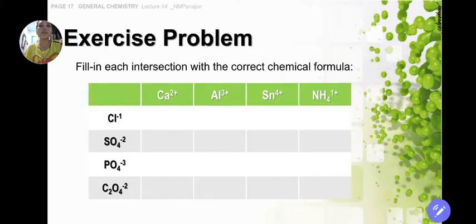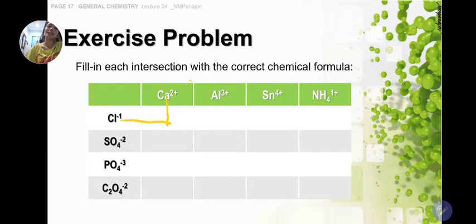Okay, now, we have an exercise problem. So, ito na yung sinasabi ko sa inyo, ibibigay ko sa inyo. Okay, na classwork nyo. Just like before. You have to fill in each intersection with the correct chemical formula. For example, this one. This is the intersection of calcium and chloride. Ano ba yung tamang chemical formula pag pinagsama yung calcium and chloride?